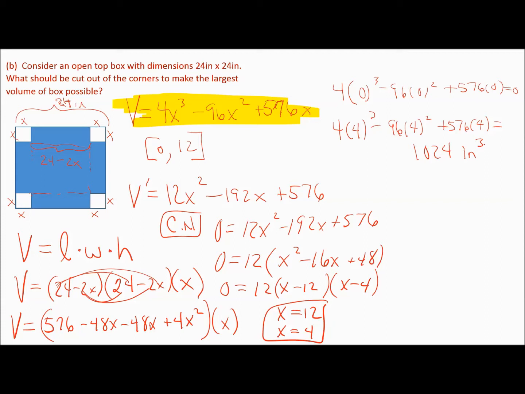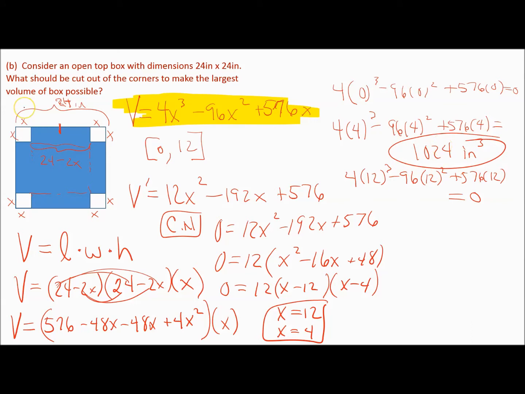Now, what's going to happen if I plug in 12? Picture what's happening. If x is 12 long, that means the fold is right there in the middle. And if I fold right there in the middle, I have 0 volume. So 4 times 12 to the third minus 96 times 12 squared plus 576 times 12 better equal 0. I'm not even going to check it because there should be no volume there. You check it, and let me know if it's not. But this would be the maximum volume.